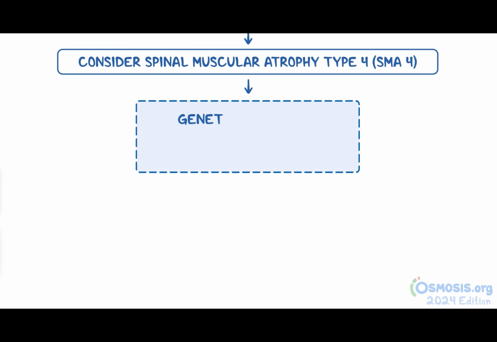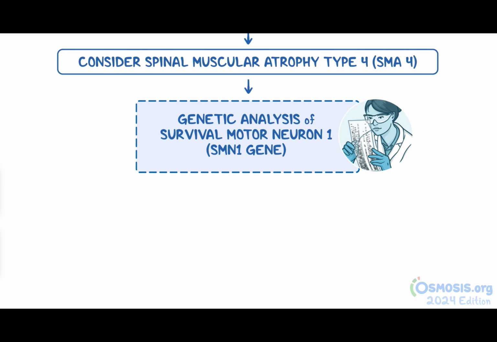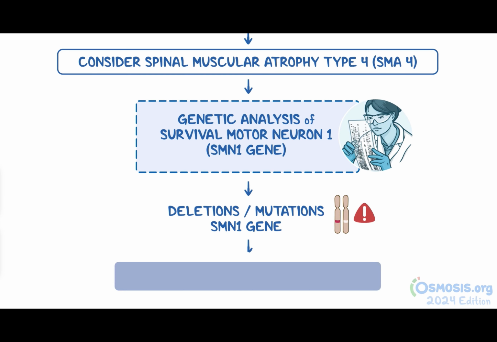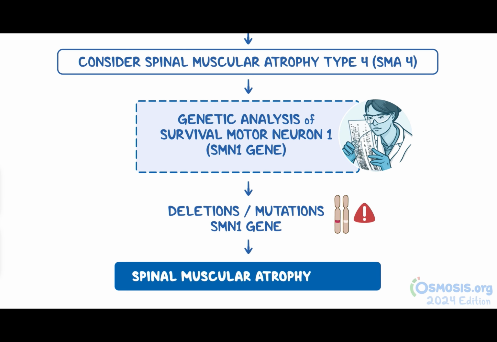Now perform a genetic analysis of the survival motor neuron 1 or SMN1 gene. If results reveal deletions or mutations of both copies of the SMN1 gene, diagnose spinal muscular atrophy, specifically type 4.